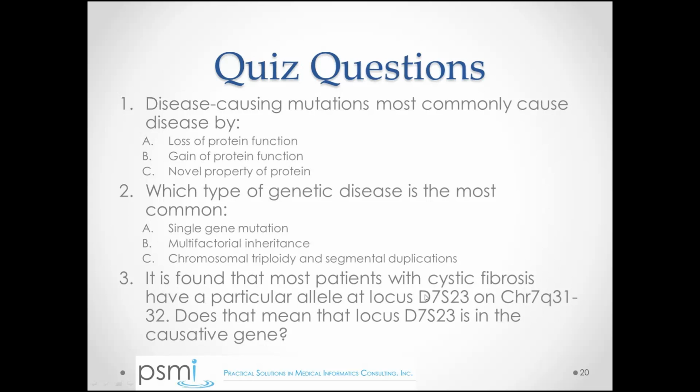So what we're seeing here is that a particular allele of this marker is seen when we see cystic fibrosis. Does that mean that this marker is actually in the cystic fibrosis gene? No, it means there's linkage disequilibrium. Right, that's right. It could be in the gene, but it's not necessarily in the gene. This locus could just be very close to the gene so that there's linkage disequilibrium with the causative gene.